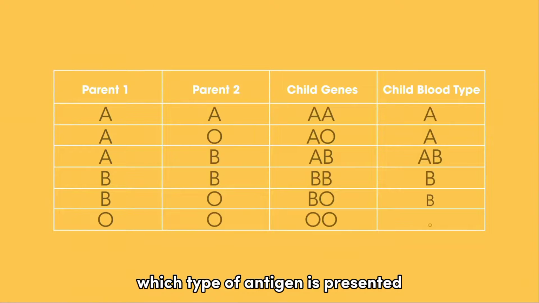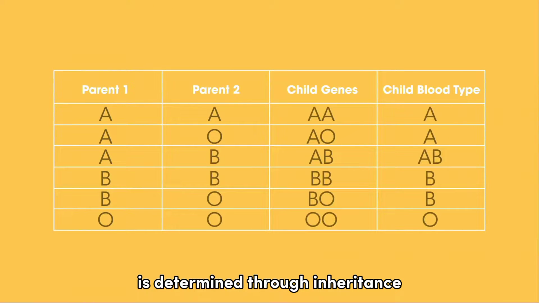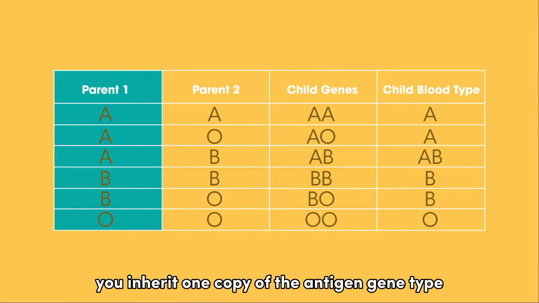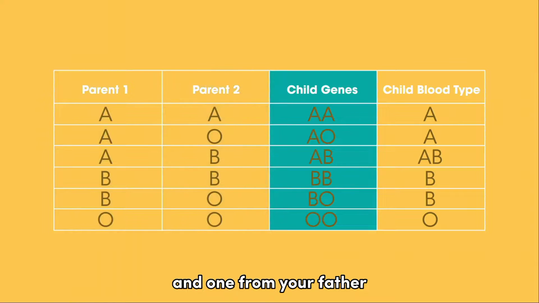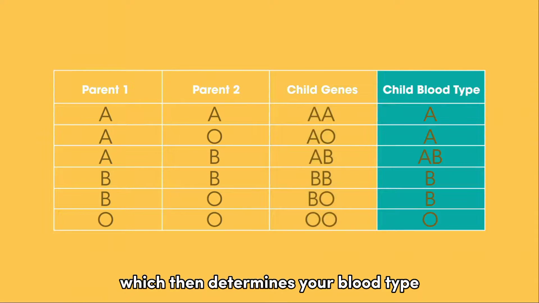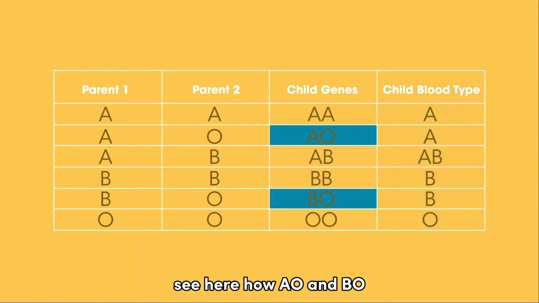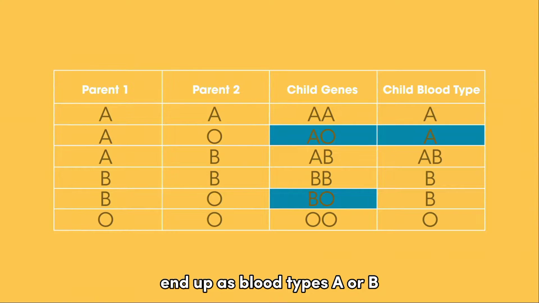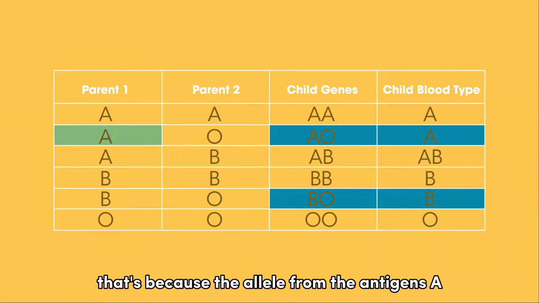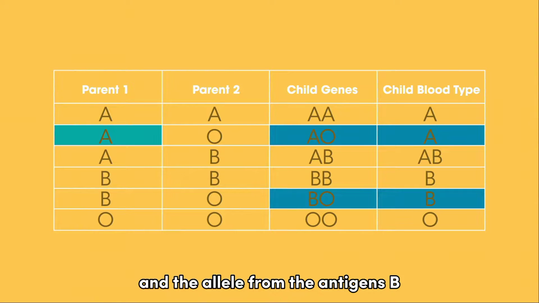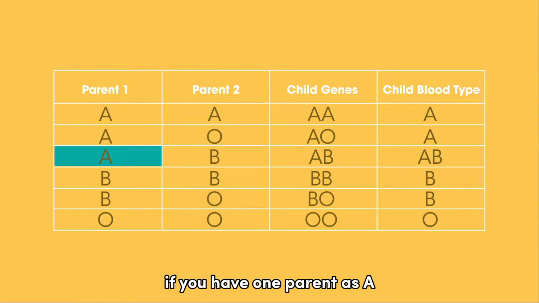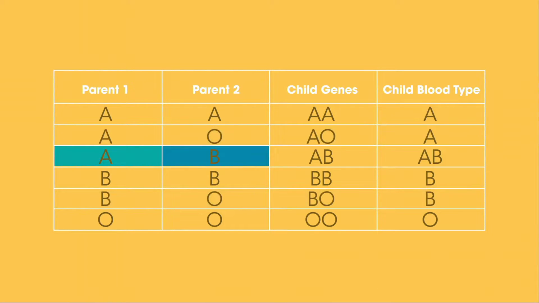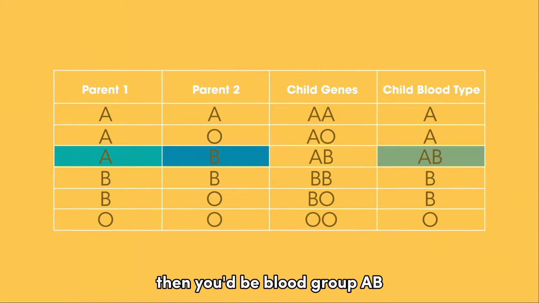Which type of antigen is present on your red blood cells is determined through inheritance. You inherit one copy of the antigen gene type, or allele, from your mother and one from your father to give you your genes, which then determine your blood type. See here how AO and BO end up as blood types A or B. That's because the allele for antigen A and the allele for antigen B are both dominant over the allele for no antigens, O. Whereas here, if you have one parent as A and the other as B, so you have genes AB, then you would be blood group AB.